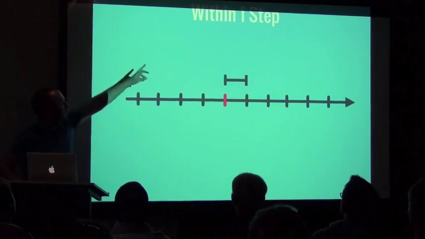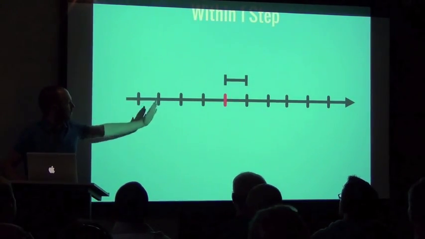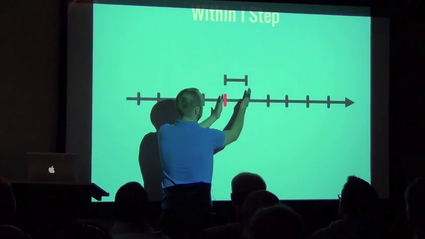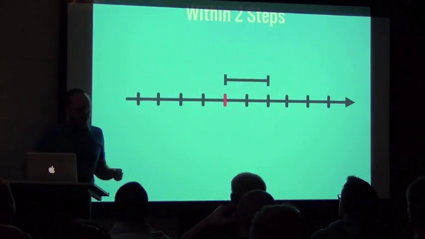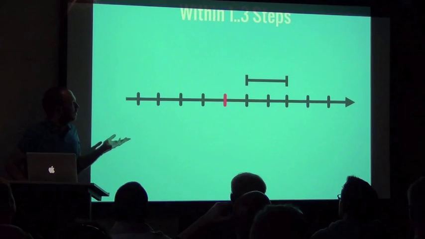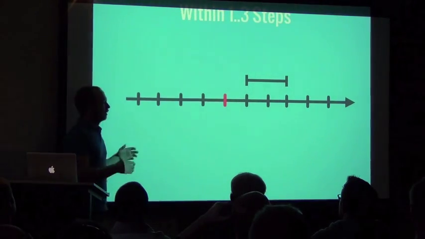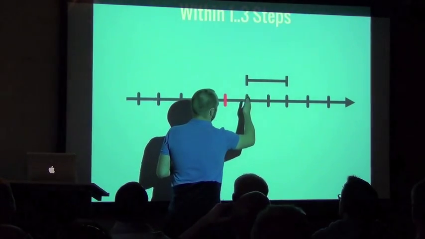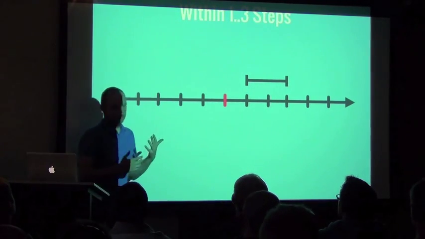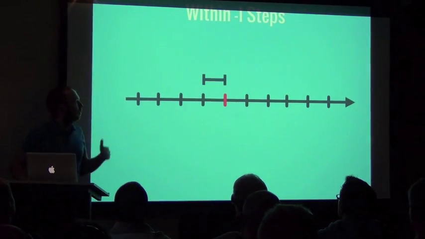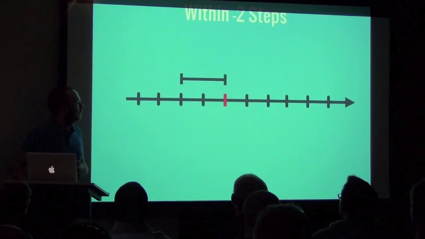So this is, you can see at the top, within one step. Within one step means move over a step. And this is two steps. You can also do things like ranges, like I want to see what people did in one step through three steps. We can go backwards, negative one, negative two.